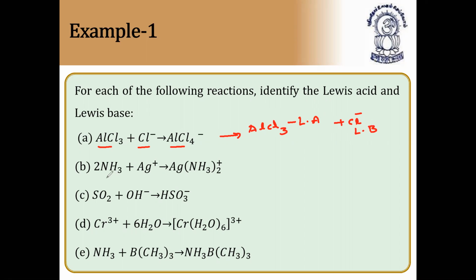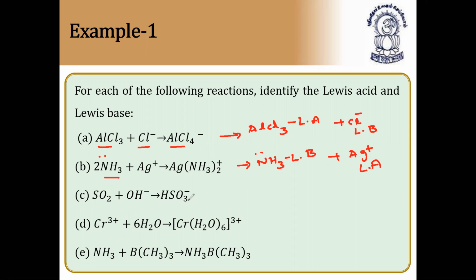Similarly, ammonia contains a lone pair of electrons, so it is a Lewis acid. Sorry, ammonia is a Lewis base, and silver plus is a Lewis acid, because silver plus can accept an electron pair from ammonia. So ammonia is a Lewis base and silver plus is a Lewis acid. Please note it down.